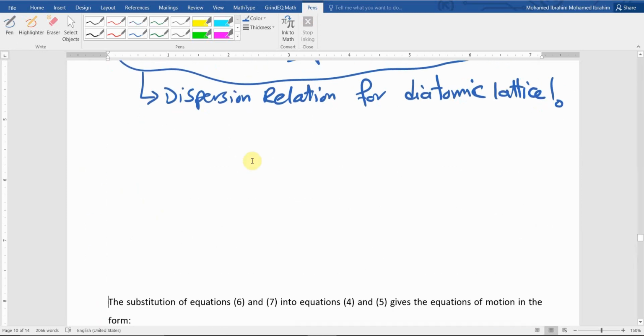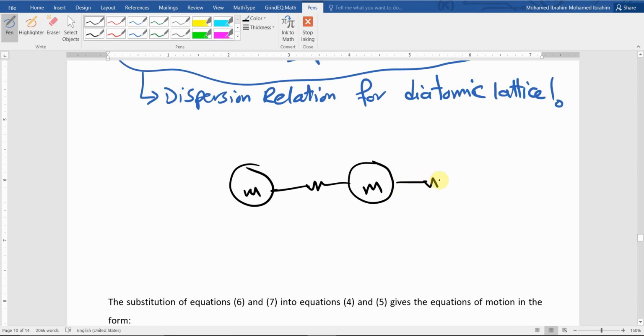Let us assume that this is the first mass, M1, or just M, and there is another mass, which is this one. There is a spring between them, and there is another spring. Forget about these springs, but this mass is moving with un, and this mass is moving with vn. So there are different possibilities here. Depending on the incident wave going to the lattice, it is going to produce some vibration in these atoms.